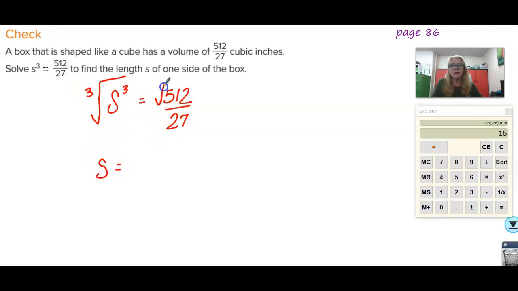But we also need to take a cube root of this side of the equation also. And we can do that by getting the cube root of each of these numbers. Now, the cube root of 27 is 3. But the cube root of 512, I'm going to need the calculator. Hit the cube root button, and the number was 512. And that is 8. So we could write that 8/3. That's perfectly fine. Or we can go to 2 and 2/3. Doesn't matter.